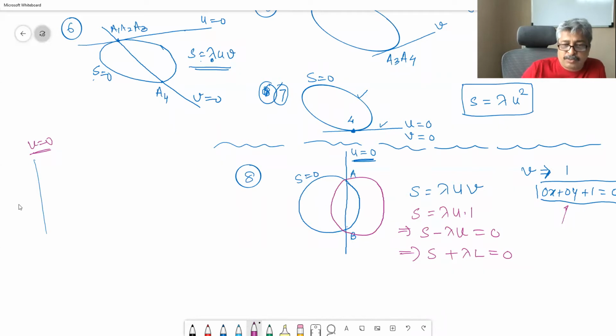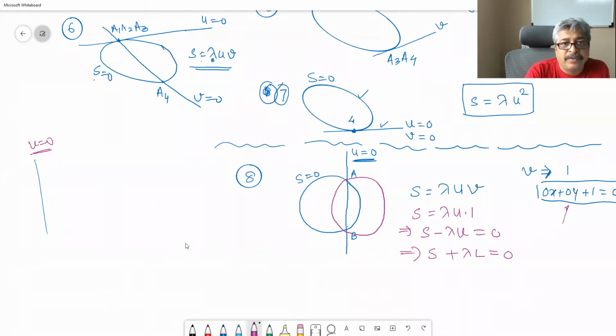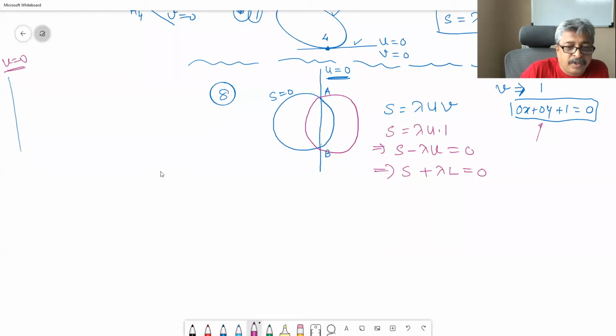Now let us take a specific situation where you have a conic section. And you have a chord. This is S is equal to 0.